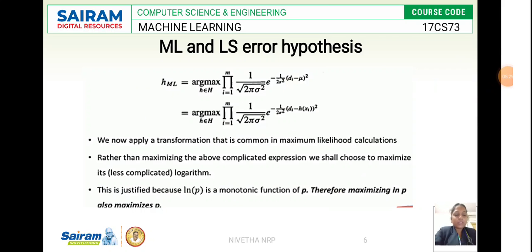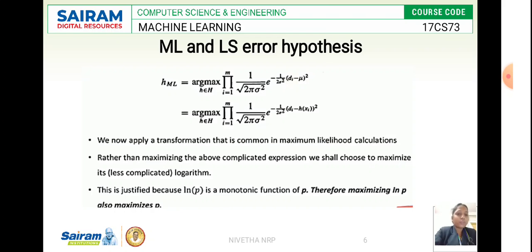Now we use the logarithmic function for simplification, for deriving the maximum likelihood hypothesis by the formula argmax over h given the hypothesis, of the product from i equal to 1 to m of 1 divided by the square root of 2 pi sigma square, since it is least square, multiplied with e to the power of minus 1 by 2 sigma square times (d minus mu) the whole square. You simplify this further: argmax h given the hypothesis, i equal to 1 to m, 1 by square root of 2 pi sigma square multiplied with that hypothesis.